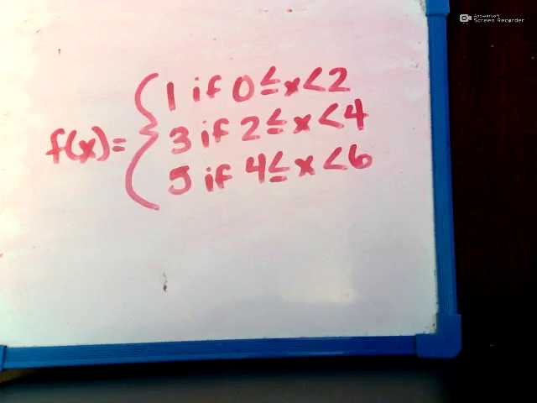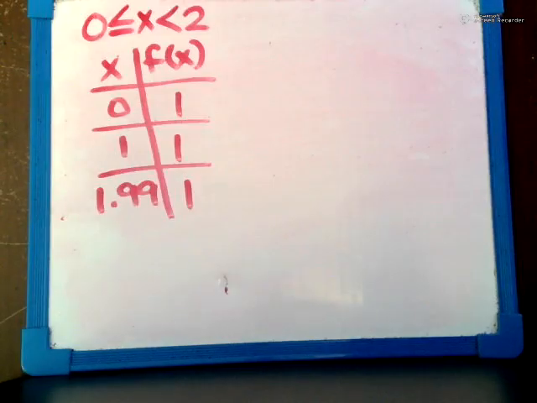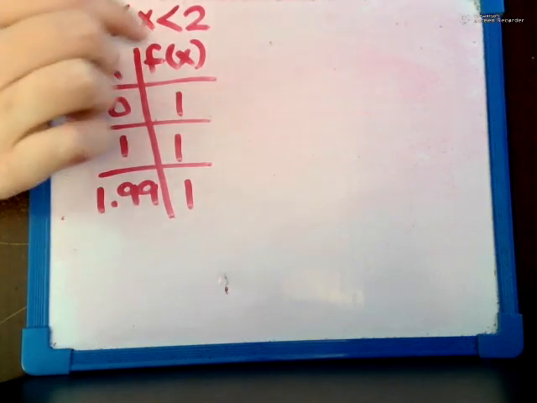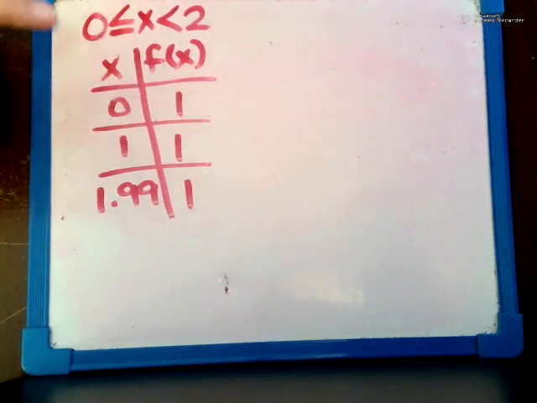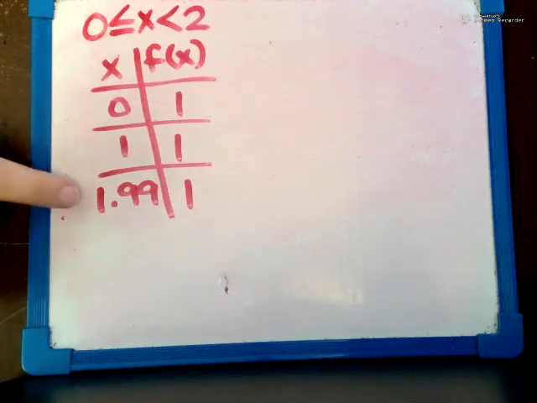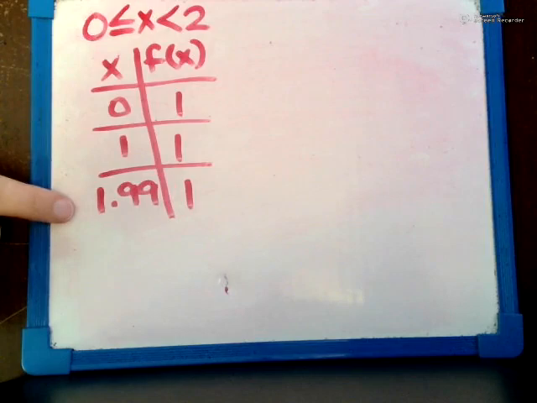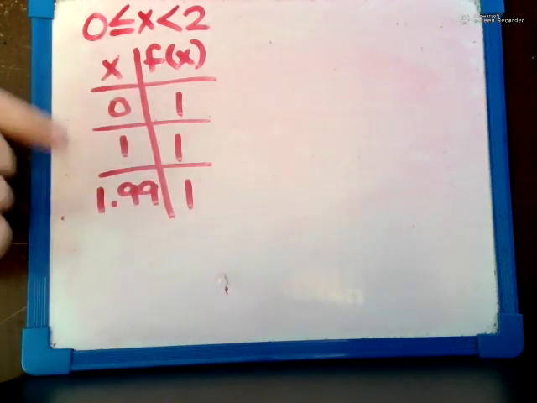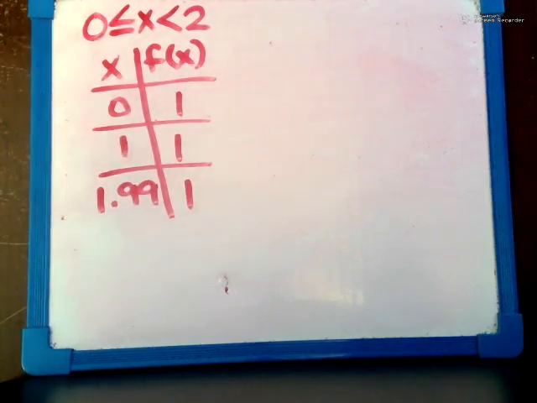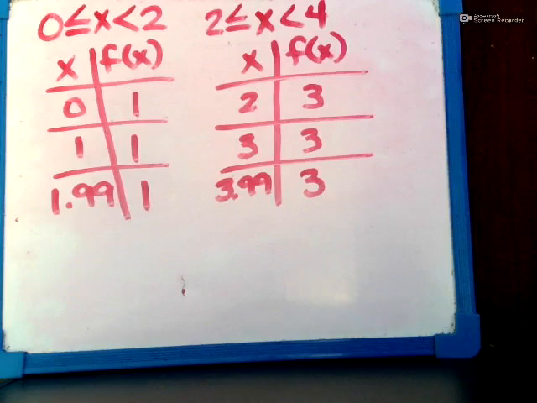So let's look at the first one. We know from the information it just gave us that the f of x is going to be 1 if x is greater than or equal to 0 and if x is less than 2. So our values for x have to be 0, 1, and it can be 1.99 because it has to be less than 2. And all of our f of x values are going to be 1 because it told us that in the original problem that it gave us.